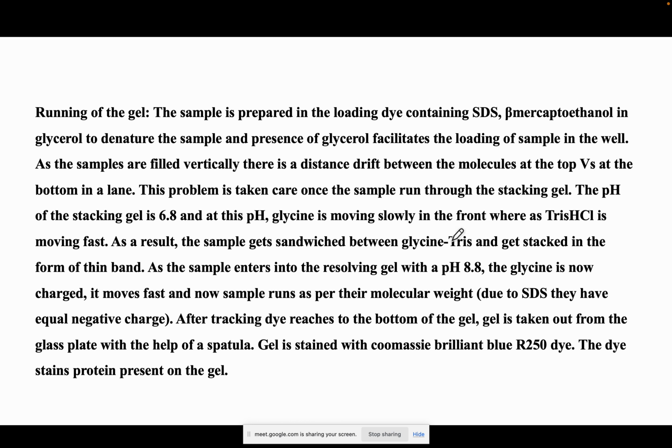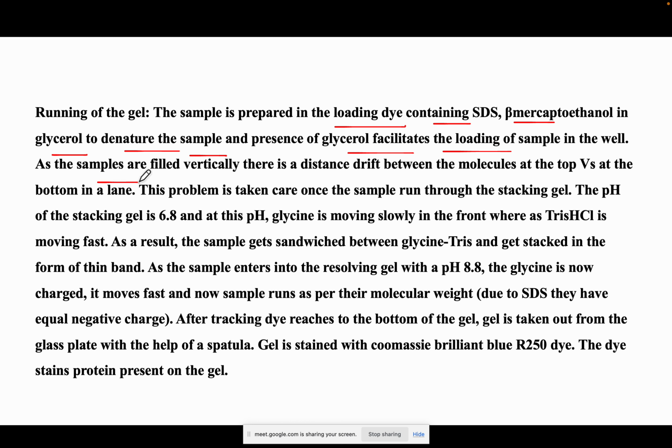The sample is prepared in the loading dye containing SDS, beta mercaptoethanol and glycerol to denature the sample. Beta mercaptoethanol and SDS help in denaturing the sample, and the presence of glycerol facilitates the loading of the sample in the well. Whenever you are adding the sample into the well, the glycerol is heavy, right? So it will help in loading; it increases the density, so the sample goes smoothly inside the well.